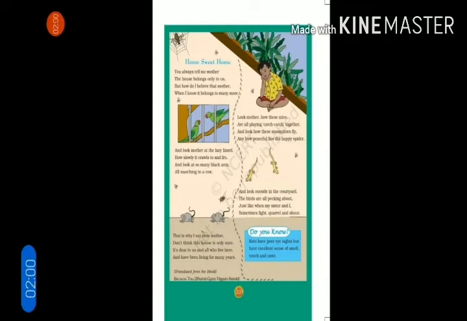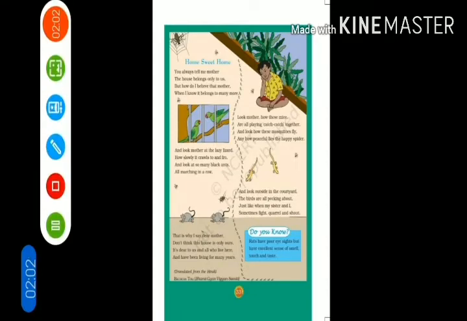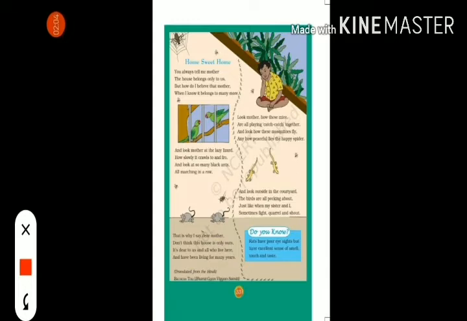Okay, let us read this poem again. Okay, so let's start. You always tell me, mother, the house belongs only to us. So what is the child saying?